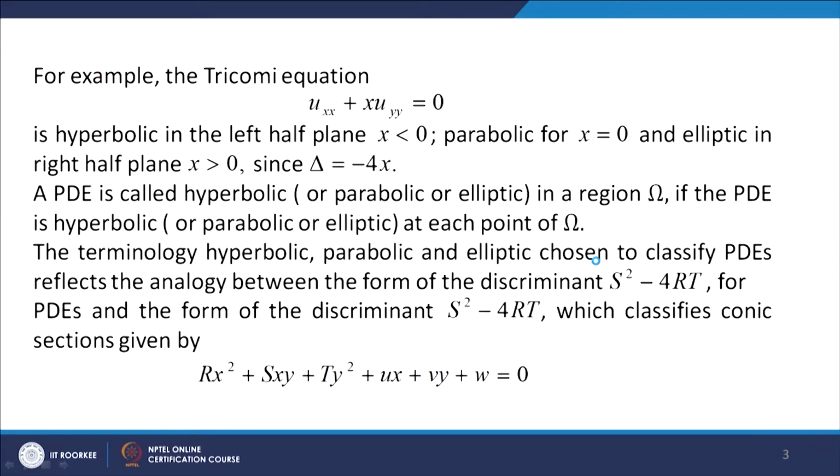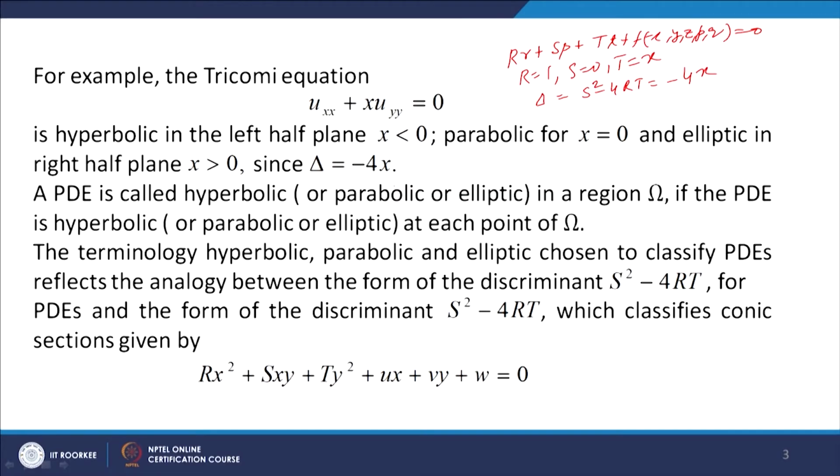Now, for example, let us consider this Tricomi equation u_xx plus x u_yy equal to 0. If you compare this with the standard form Rr plus Ss plus Tt plus F(x, y, z, p, q) equal to 0, here the coefficient of u_xx is 1. So, R is equal to 1, S is equal to 0 and T equal to x. So, delta, which is the discriminant S square minus 4RT, will be equal to 0 minus 4 times 1 times x. So, we get minus 4x. So, delta is minus 4x.